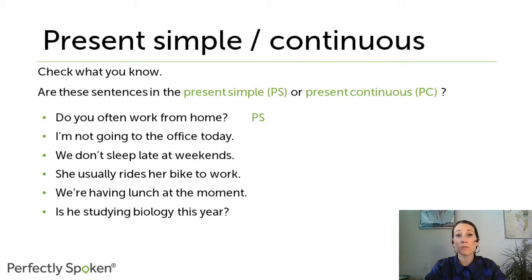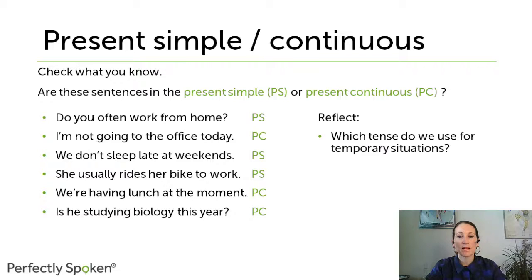So, do you often work from home is present simple. I'm not going to the office today is present continuous. We don't sleep late at weekends, that's present simple. She usually rides her bike to work is present simple. We're having lunch at the moment is present continuous. And finally, is he studying biology this year? That's present continuous as well.